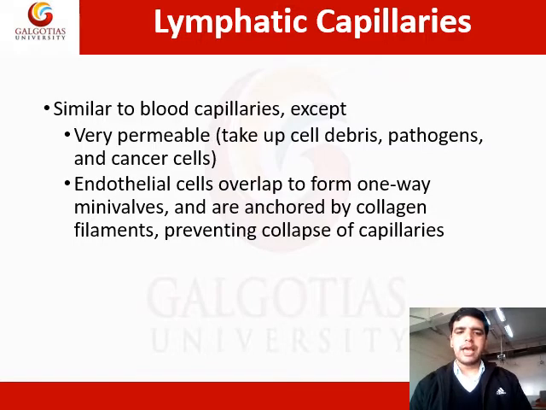The lymphatic capillaries are similar to the blood capillaries except they are very permeable and they can even take up cell debris, pathogens and cancer cells, which are not directly taken up by the blood capillaries. Endothelial cells overlap to form one-way mini valves so that only a one-way channel is formed, and they are anchored by collagen filaments which prevent the collapse of the capillaries.